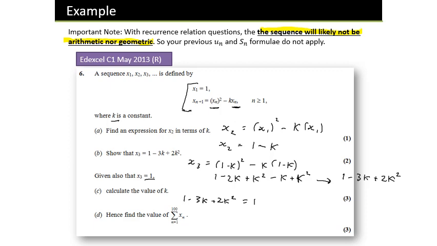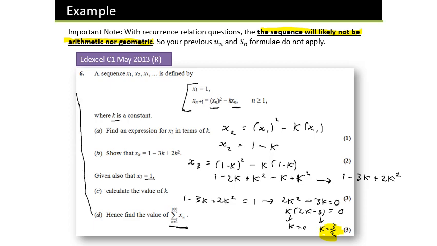We can then rearrange it to make it equal to 0. So 2k squared minus 3k equals 0. So then we get k times 2k minus 3 equals 0. So either k is 0 or k is 3 over 2. And because k is a nonzero constant, it makes sense that k is going to be 3 over 2 or 1.5. And then finally, for part D, and this is where it gets a little bit harder, find the value of the first 100 terms of the sequence.